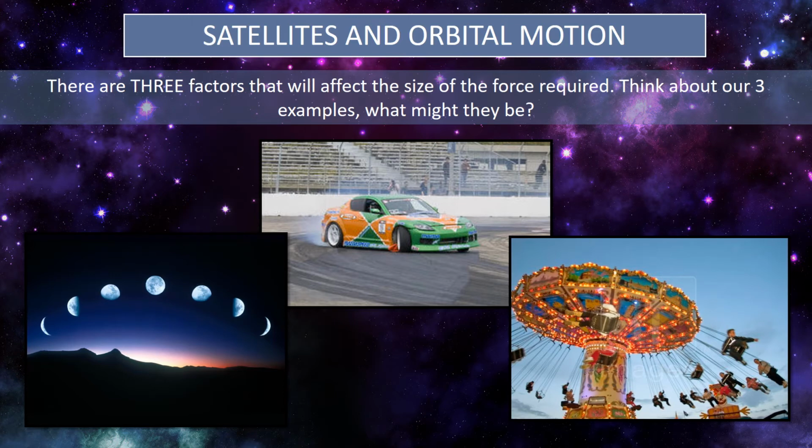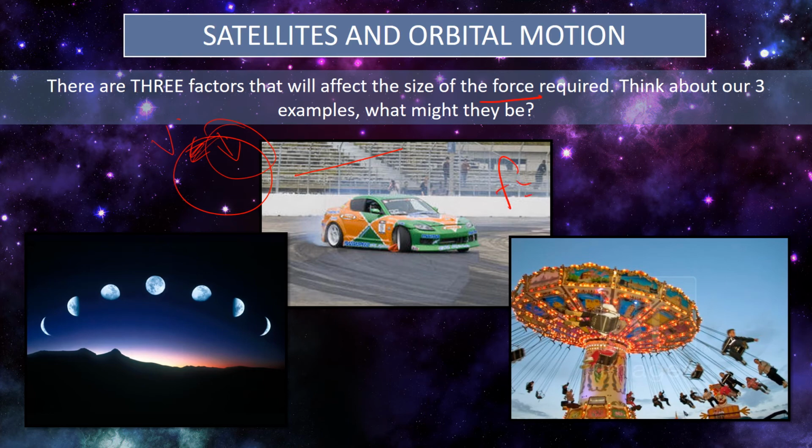Okay, so let's go back to our initial examples. These are the 3 objects that we had that were doing orbital motion. Let's think of 3 factors that will affect the size of the force required. So remember, this is the force of acceleration, or I don't know why I drew it that way, the force of acceleration and gravity and velocity moving here. What is going to affect those? What's going to affect the size of the force?